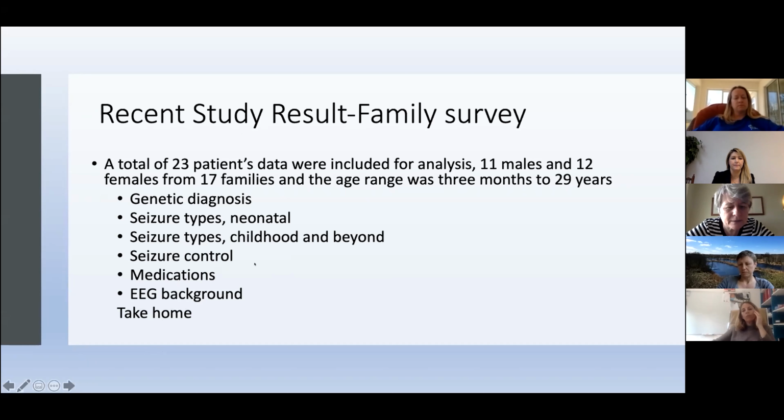I'm going to first describe the genetic diagnoses the kids had, the seizure types they experienced, current seizure control, and medications they were on at the time of the questionnaire. Then I was able to collect EEGs on about 8 patients, and I reviewed all of those. Then I'm going to go over some things I think we've learned from this study and how we might move forward with a clinical trial.